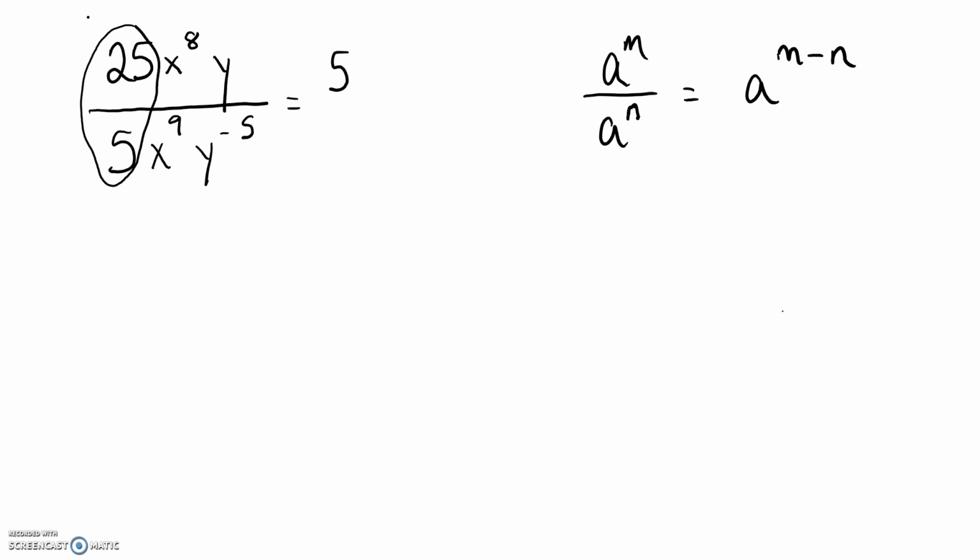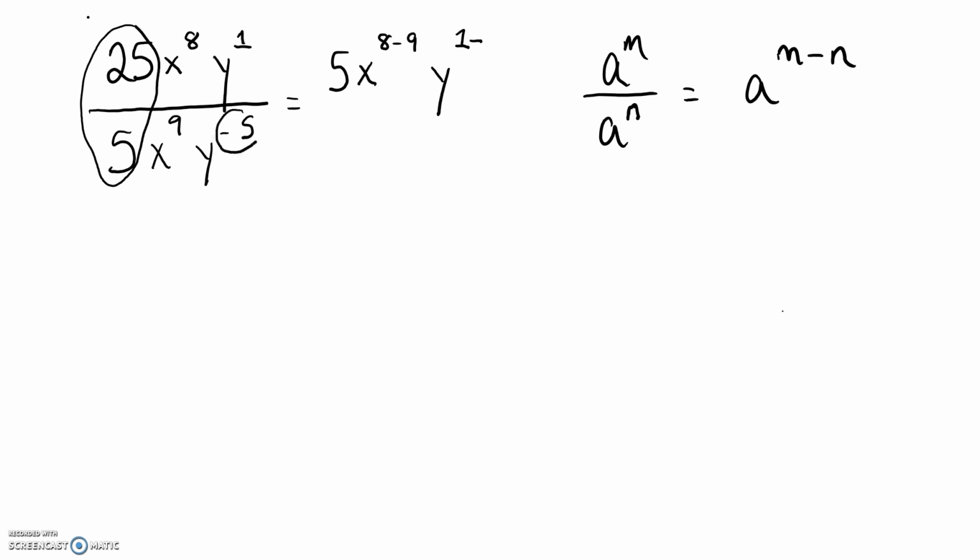X to the 8th divided by x to the 9th. Like bases, so we're going to subtract top exponent minus our denominator exponent. Okay, and we're going to do the same thing for the y's. Y divided by y to the negative 5th. So a couple things here. First, if you don't see an exponent, it is assumed to be 1. Okay, so we're going to take y raised to the 1 minus.